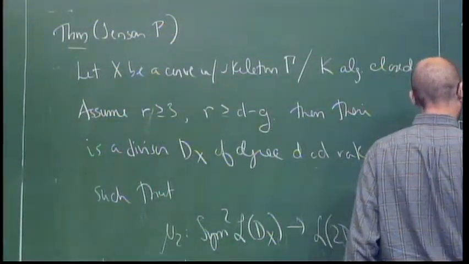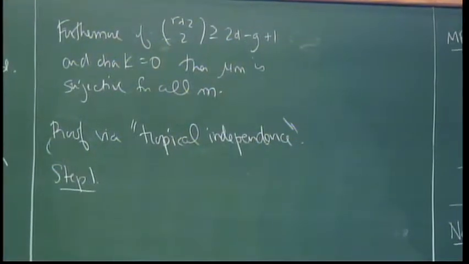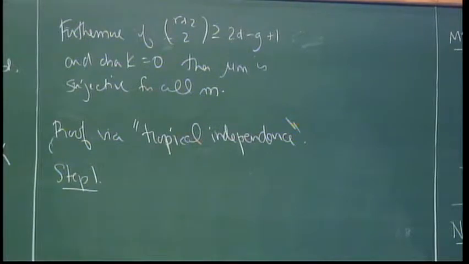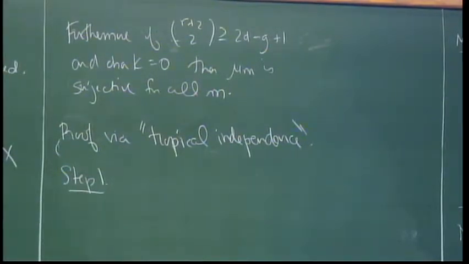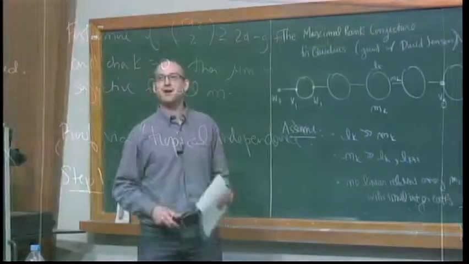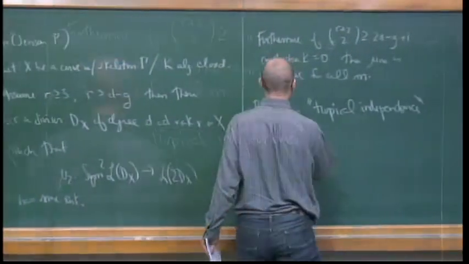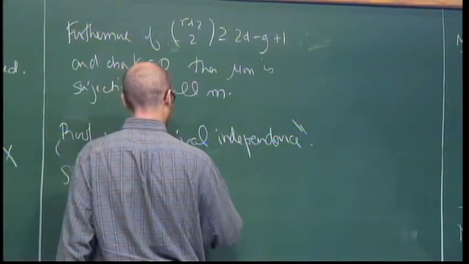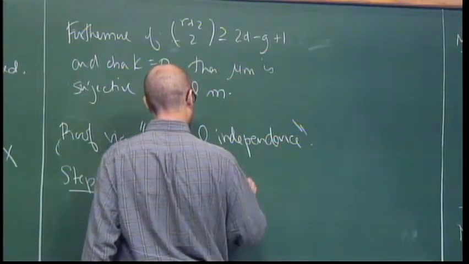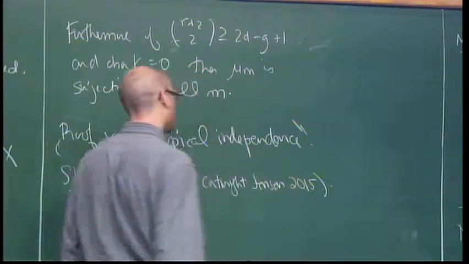Okay, so step 1. So we want to be able to choose the tropical divisor that we work with. And in order to do this, we need to know that when we have a divisor of degree d and rank r on our graph, that there exists a divisor of degree d and rank r on our curve that tropicalizes to this one. And so this is the lifting step. This is a paper joint with Dustin Cartwright and Dave Jensen, which just appeared.